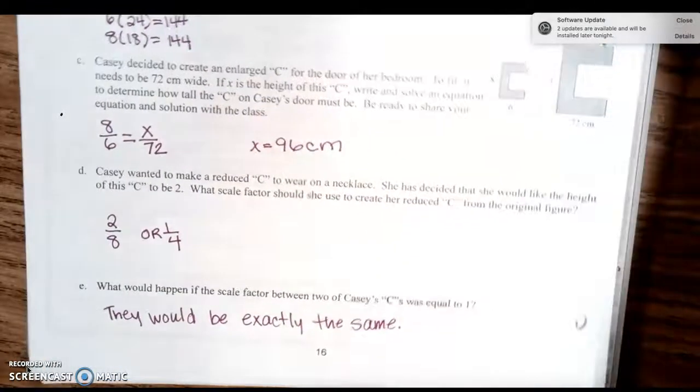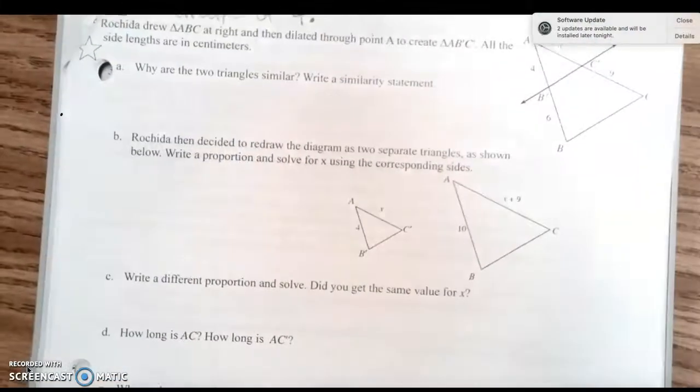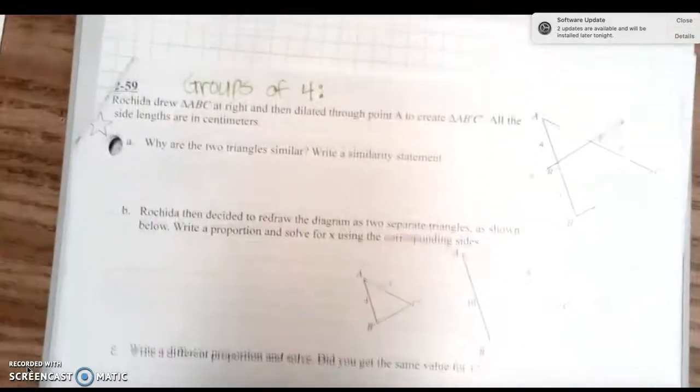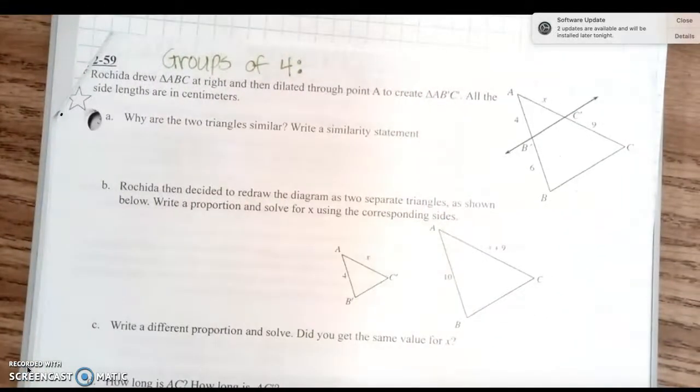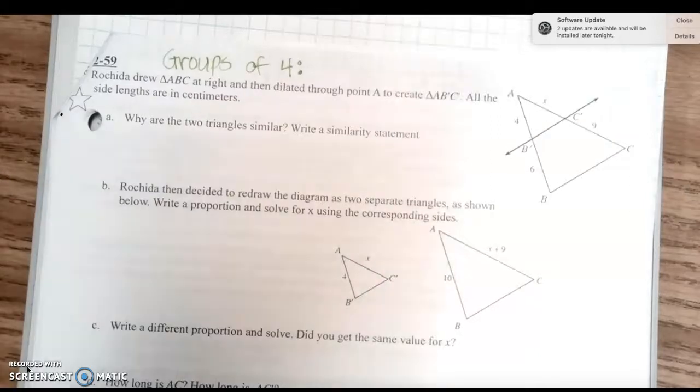Okay? Go ahead and flip over to the top of page 17. All right, at the top of page 17, you guys are going to work in groups of 4 on question number 59. It says, Rochita drew triangle ABC at the right and then dilated through the point A to create the triangle AB'C'. All the side lengths are in centimeters. Why are the two triangles similar? And you're going to write a similarity statement.